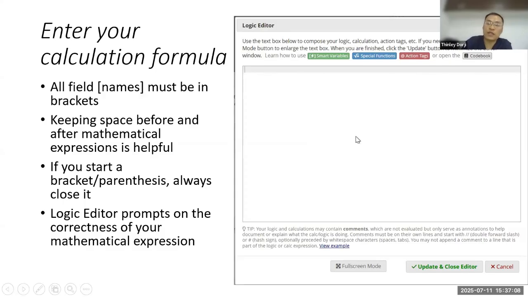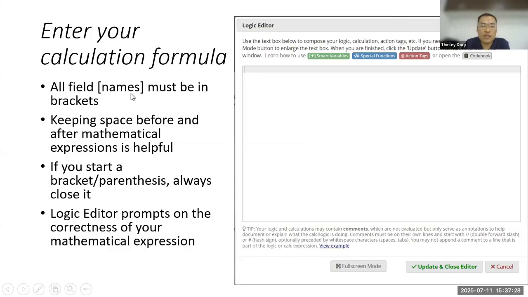Now, some rules here, the conventions which the software will understand. All the field names, for example height, I have written as HT, but if you have written the field name as HEIGHT, it is the same thing, but you have to mention it in square brackets. So field names must be in square brackets.